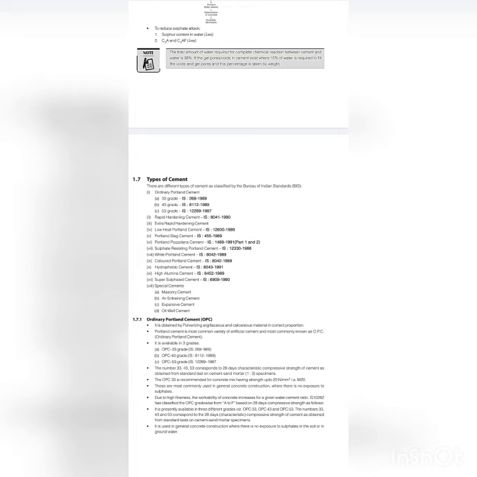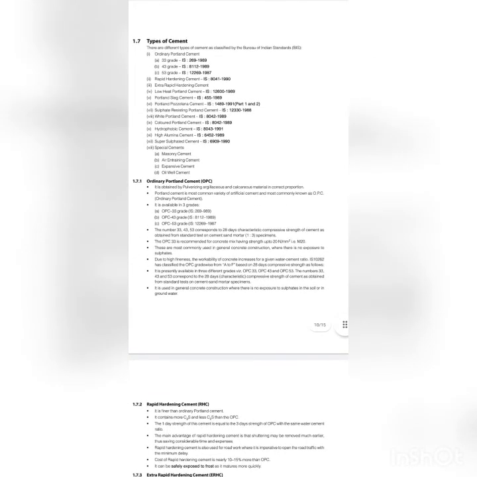The white Portland cement, colored Portland cement. The tenth one is hydrophobic cement, high alumina cement, super sulfate cement. And last but not the least one is special cements like masonry cement, air entraining cement, explosive cement, oil well cement. So here we can see the ordinary Portland cement or OPC.